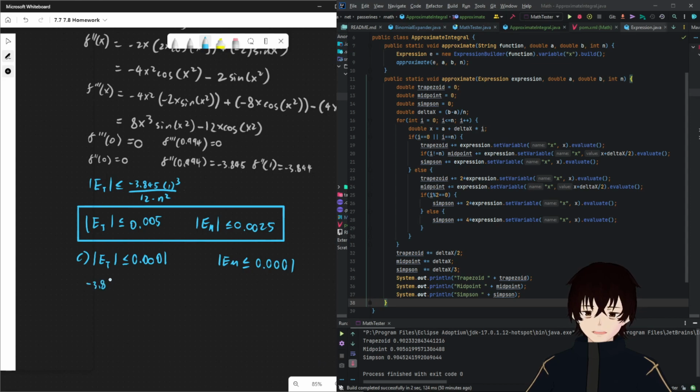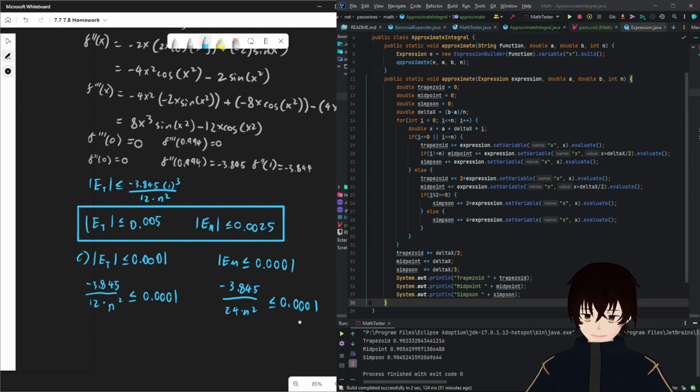negative 3.845 over 12 times n squared, not 8, n, is less than or equal to 0.0001. Next, 3.845 over 24 times n squared. Not 25, 24 times n squared is less than or equal to 0.0001.